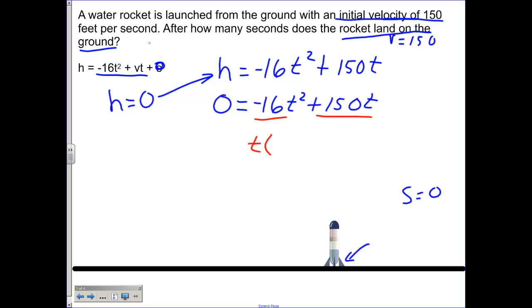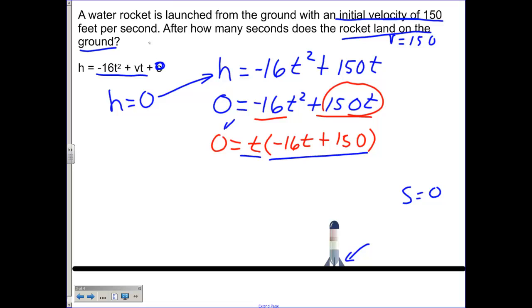So when I factor a t out of the first one, I get a negative 16t plus, and when I factor a t out of this one, I have 150 left over, and the whole thing is equal to 0. Now remember, we solve this using the zero product rule. If two numbers, this number and this number, multiplied together give you 0, then one of them is equal to 0. So t equals 0, or negative 16t plus 150 equals 0. Now t equals 0 is obviously one of the answers. So what we need to do on the second one is solve for t.